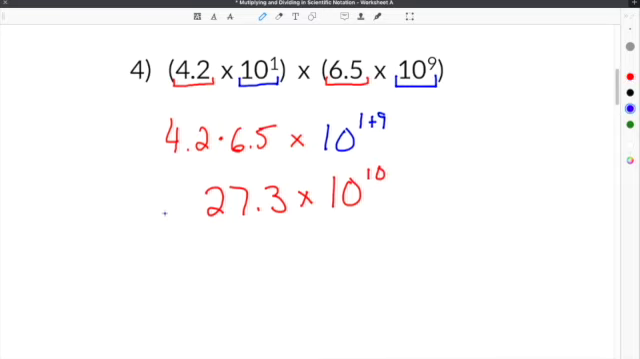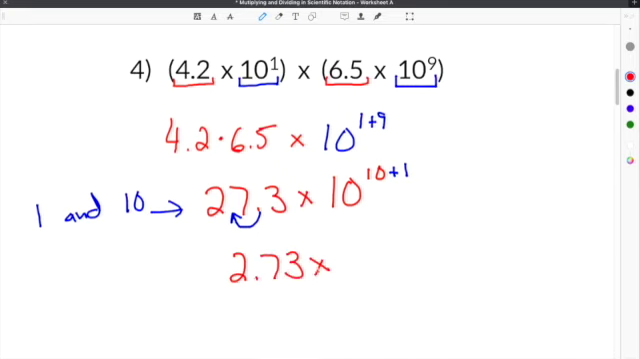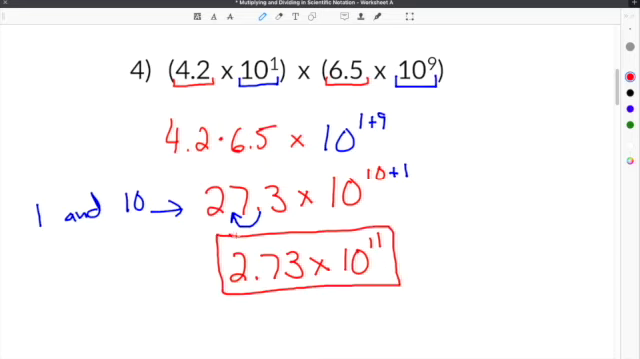Now once again, our coefficient here has to be in between 1 and 10. So we have to take our decimal and move it left once so that it becomes 2.73, which is in between 1 and 10. And then add 1 to the exponent because we moved the decimal to the left. So this will become 2.73 times 10 to the 10 plus 1 power, which is the 11th. And this is going to be our final solution.